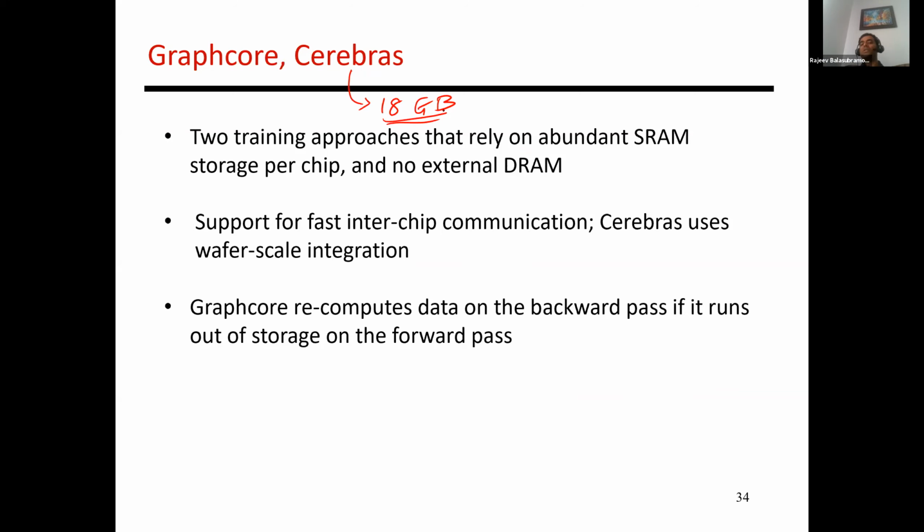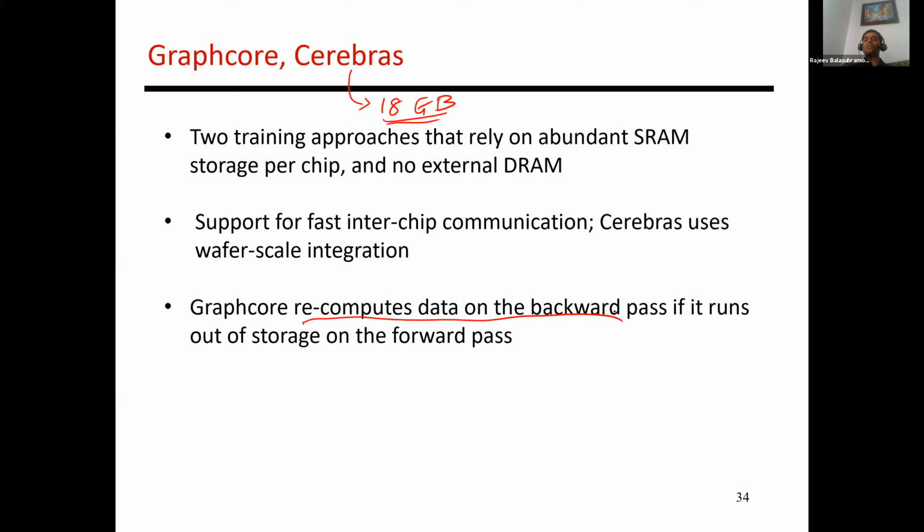GraphCore also introduces this concept of saying that, if you do run out of this SRAM space, you can just throw away some of the forward pass activations and you can recompute the data when you're making your backward pass, right? So it's essentially saying that data movement is so expensive that I'm actually willing to do more compute to avoid the cost of storing the data and fetching it from memory.